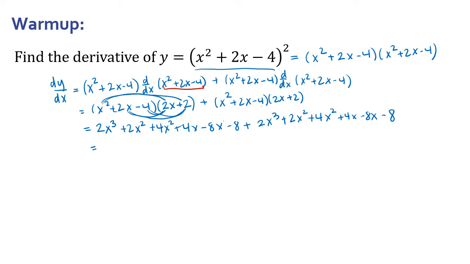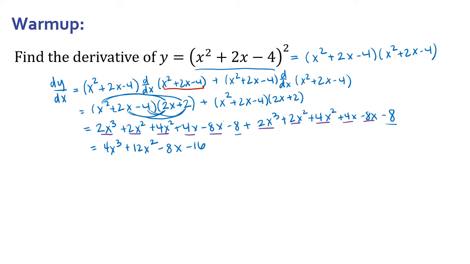When I simplify all of this together, 2x cubed plus 2x cubed gives us 4x cubed. I've got 2x squared plus 4x squared is 6x squared, and doubled, 12x squared. Then 4x minus 8x is negative 4x, plus 4x is 0, minus 8x is minus 8x. And then I've got minus 8, which is minus 16.